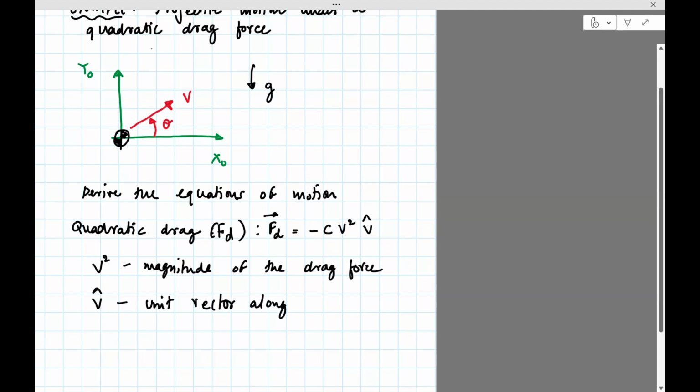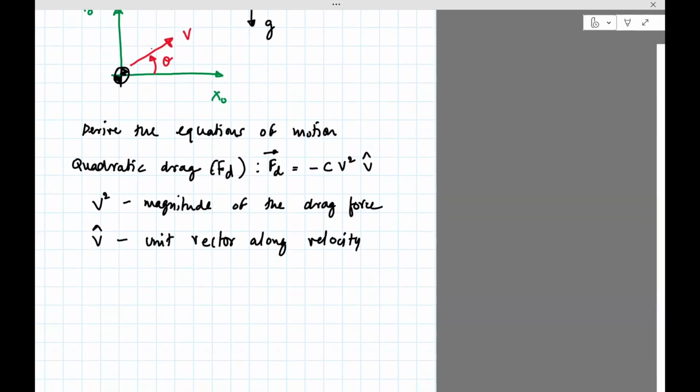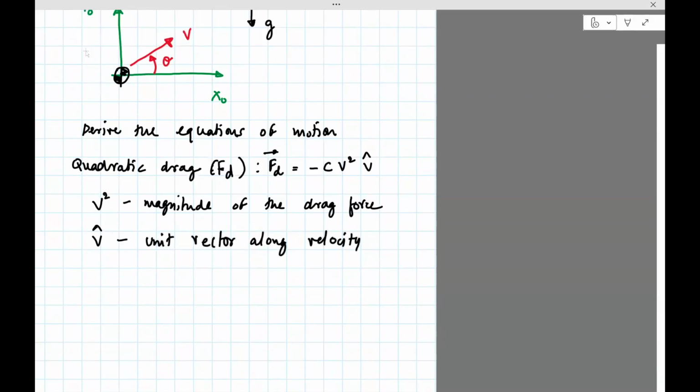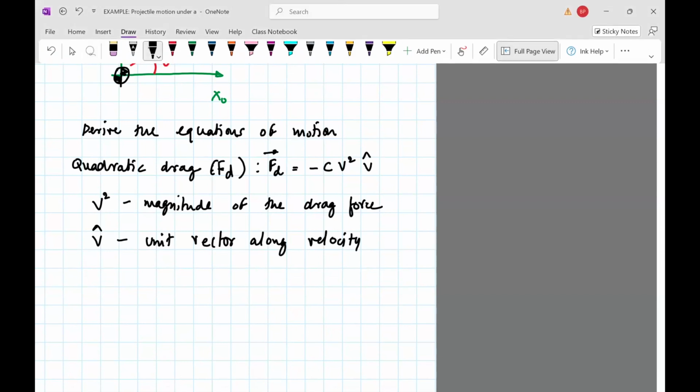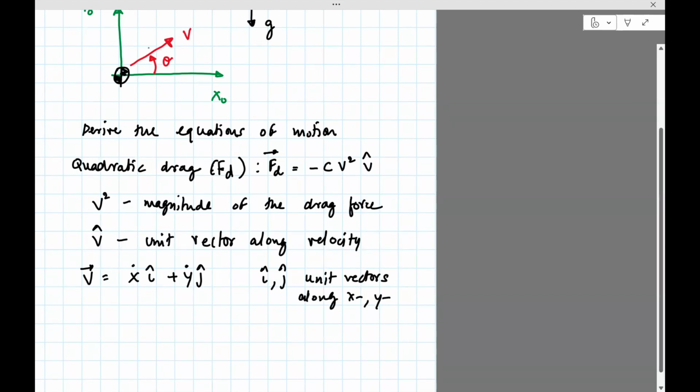So along velocity. Okay, so the way you'll write the, just make some space here. So what we can do is we can write the velocity as v, or let me write it as x dot i plus y dot j, where i and j are unit vectors along x and y, right?